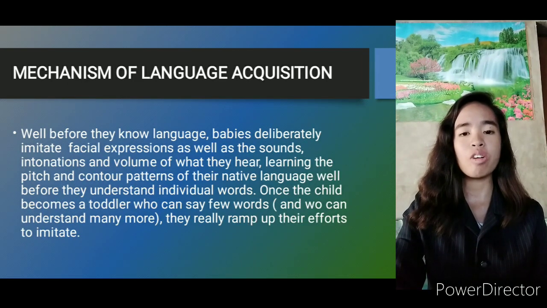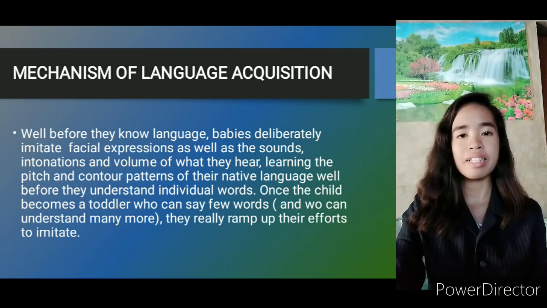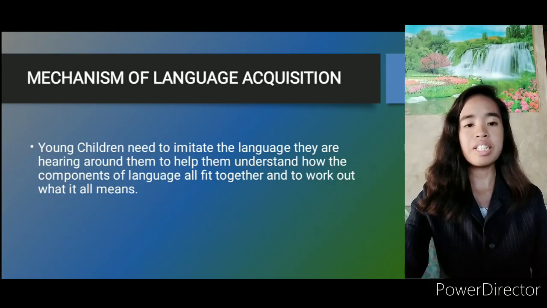Well before they know language, babies deliberately imitate facial expressions as well as the sounds, intonations, and volume of what they hear, learning the pitch and contour patterns of their native language well before they understand individual words. Once the child becomes a toddler who can say a few words and understand many more, they really ramp up their efforts to imitate. Young children need to imitate the language they are hearing around them to help them understand how the components of language all fit together and to work out what it all means.